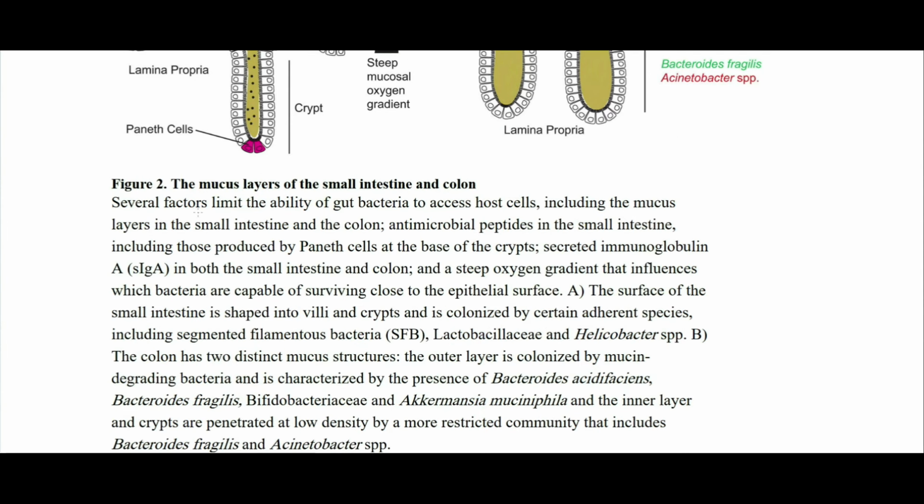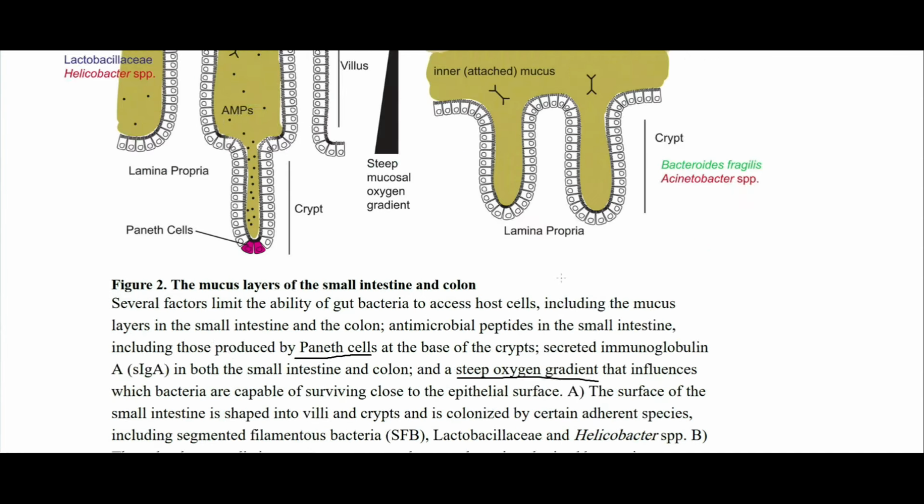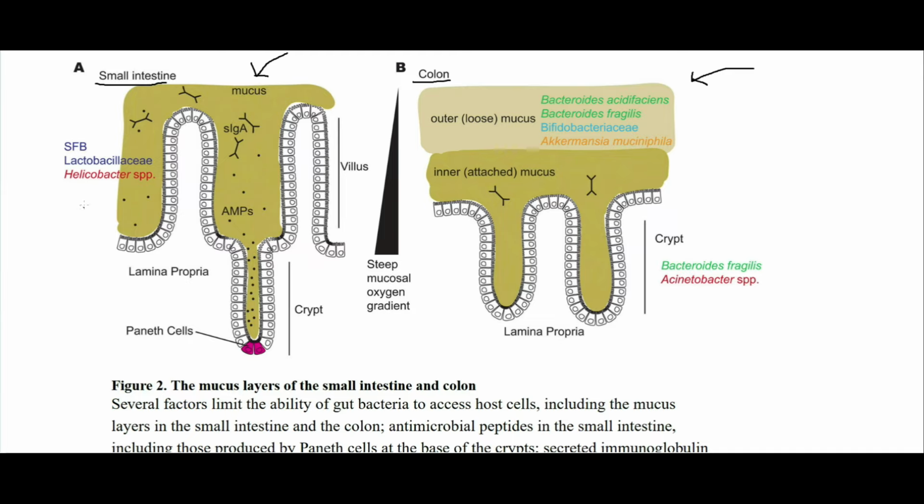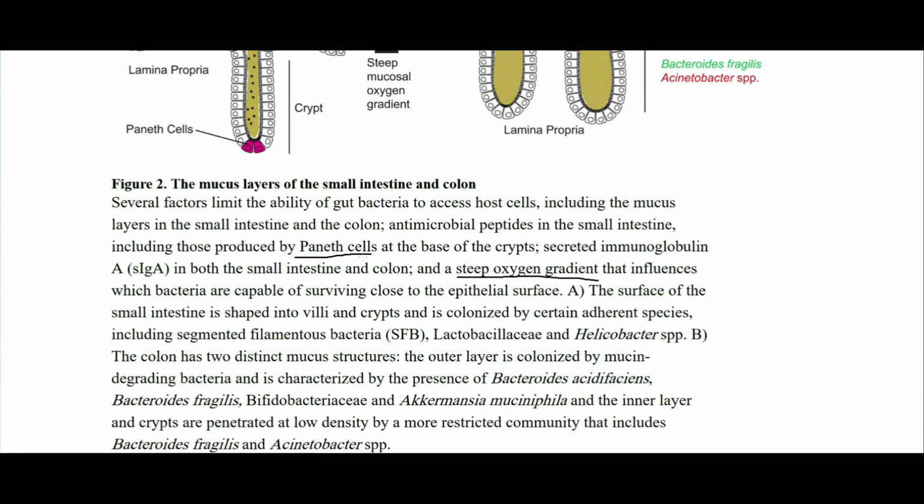Right, so several factors limit the ability of the gut bacteria to access host cells, including the mucus layers in the small intestine and the colon, and antimicrobial peptides in the small intestine, including those made by the Paneth cells, which I've talked about before. Also the steep oxygen gradient, so there's more oxygen down lower, and so anaerobic bacteria are not going to be able to live down there.